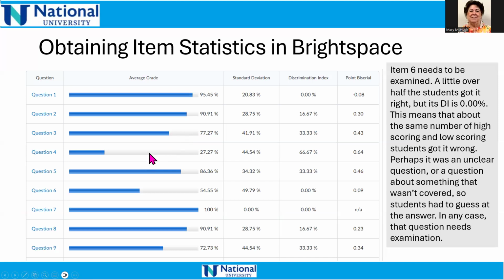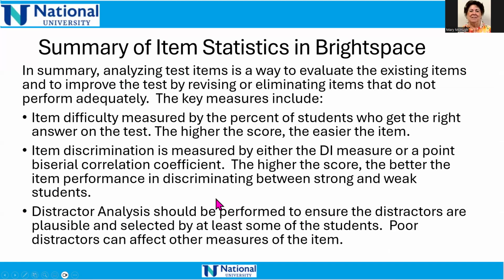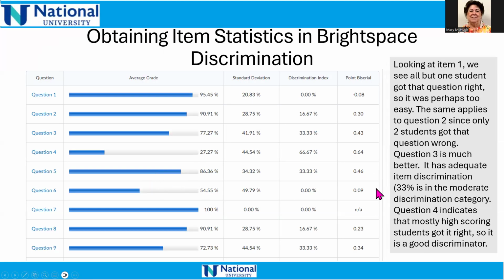This question is what I would call almost a super discriminator. Only 27.27% of the students got it right, but it has a 66 discrimination index and a 64 point biserial, which means pretty much the only students who got this right were your stronger students. And question 5, we go to 86% got it right. And like question 3, it is a good discriminator according to both discrimination index and point biserial. And that is how you go through each of your questions and figure out whether or not it's a good question.